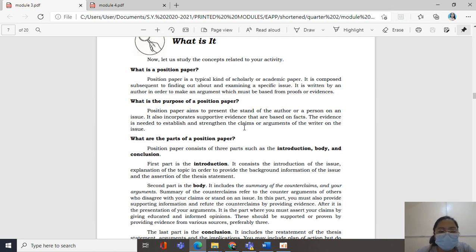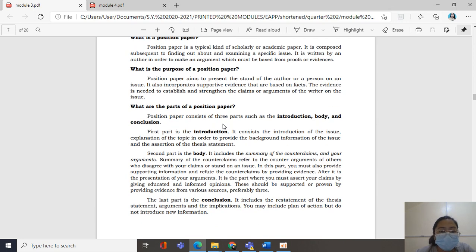And what is the purpose of a position paper? A position paper aims to present the stand of the author or a person on an issue, and it also incorporates supportive evidence that is based on facts. Take note, your evidence shall be based on facts, and the evidence is needed to establish and strengthen the claims or arguments of the writer on the issue. So, as a writer, your main objective is to take part in a larger debate by stating your arguments, and later on you'll be proposing your course of action.